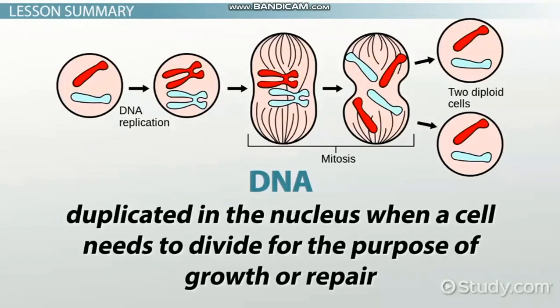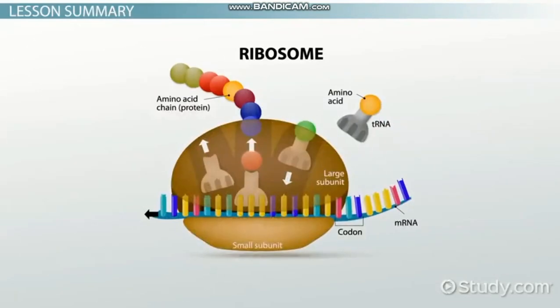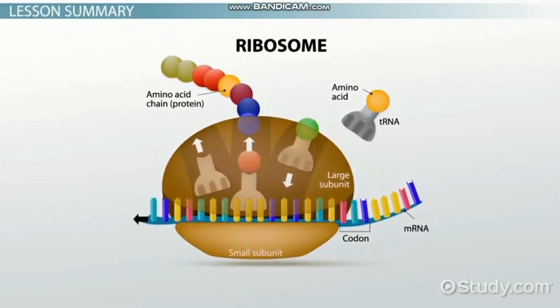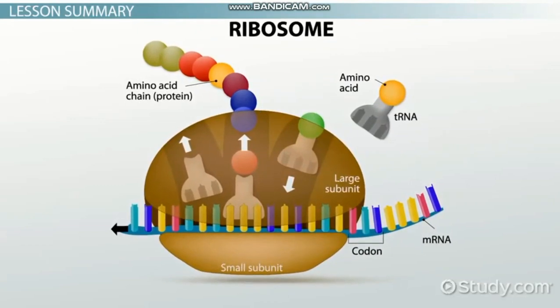DNA is duplicated in the nucleus when a cell needs to divide for the purpose of growth or repair. The nucleus also copies DNA to make messenger RNA, mRNA, which contains the instructions the ribosomes need to make the correct proteins. Transfer RNA, tRNA, brings the specific amino acids to the ribosomes to make the needed proteins.